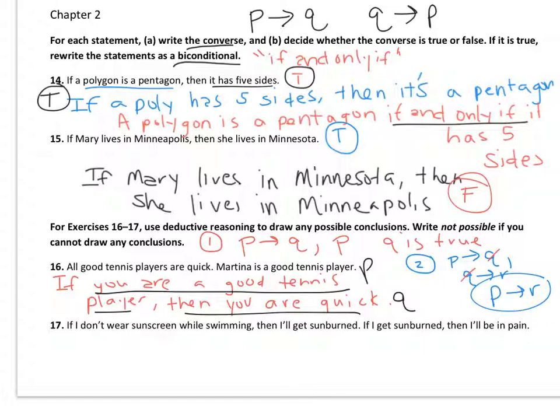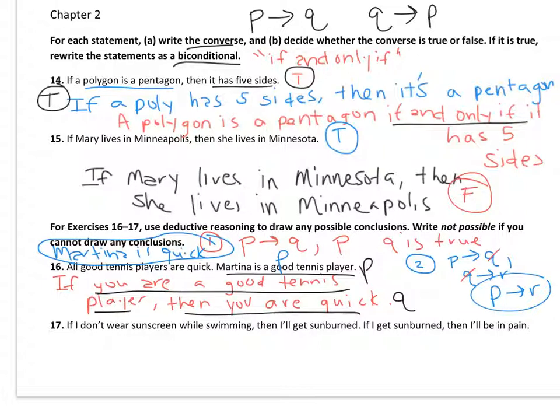And now I'm given that Martina is a good tennis player. So Martina is a good tennis player follows along with P. So my answer is Martina is quick because I'm given P. If you were given that Martina was quick, you can't write that she's a good tennis player because then you can't go backwards. So I'm going to write Martina is quick is the answer.